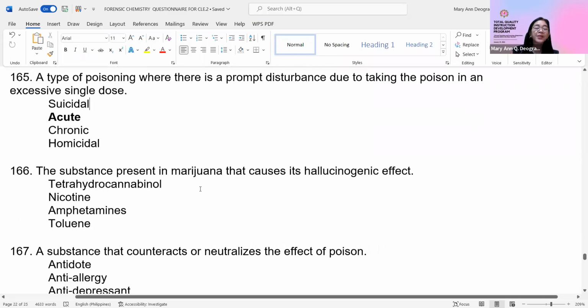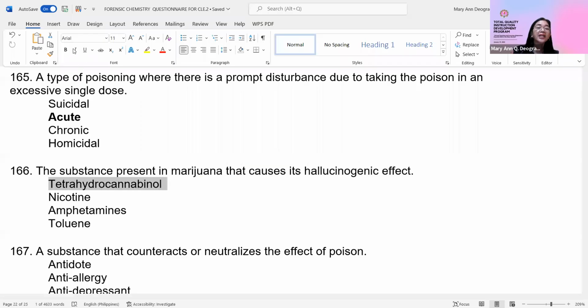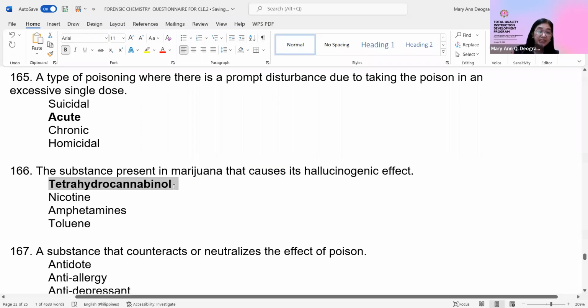Alright, substance present in marijuana that causes its hallucinogenic effect. Cannabinoids. Okay, so it's the THC or tetrahydrocannabinol or cannabinoids. Ayan yung component ng marijuana na nagkakos ng hallucination.